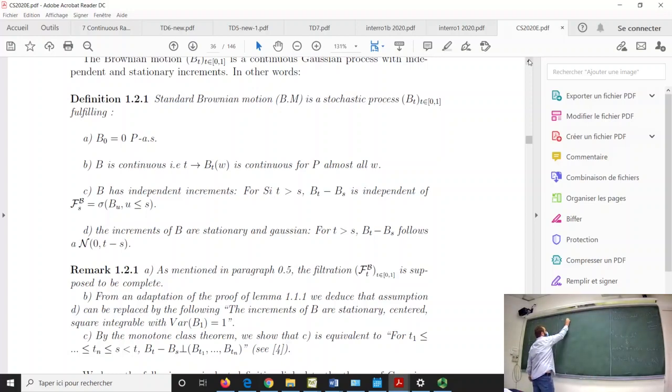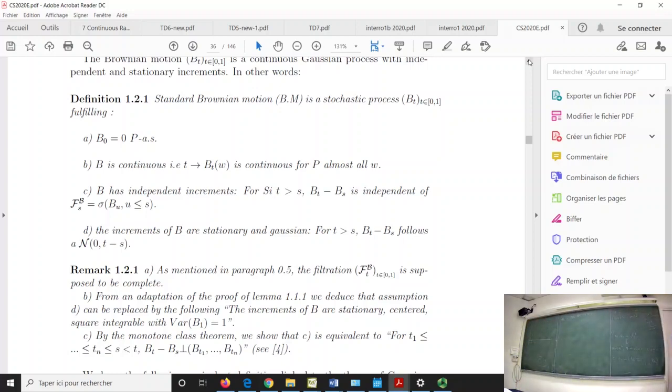So I write B_T3, and you will see that in this chapter, and even in the financial part, it's something we are going to do several times, that is to make the increments of the Brownian motion appear. B_T3, I write it as B_T3 minus B_T2 plus B_T2. Okay? Why not?